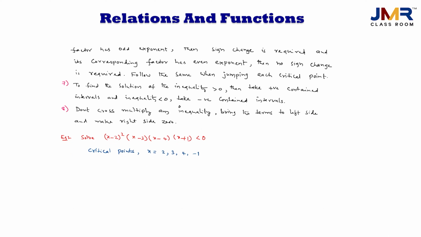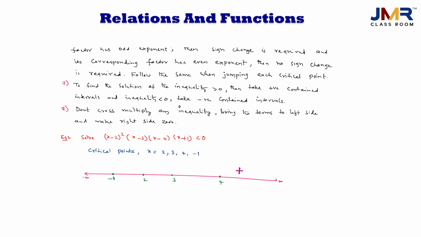Next step, draw a number line. This is one number line. On this number line, arrange the critical points as per their magnitudes. Least one is minus 1, then 2, then 3, then 4. These are the critical points arranged in their order of magnitude. After the last critical point, you have to write a positive sign above the number line. This is obviously how each problem starts, with positive.